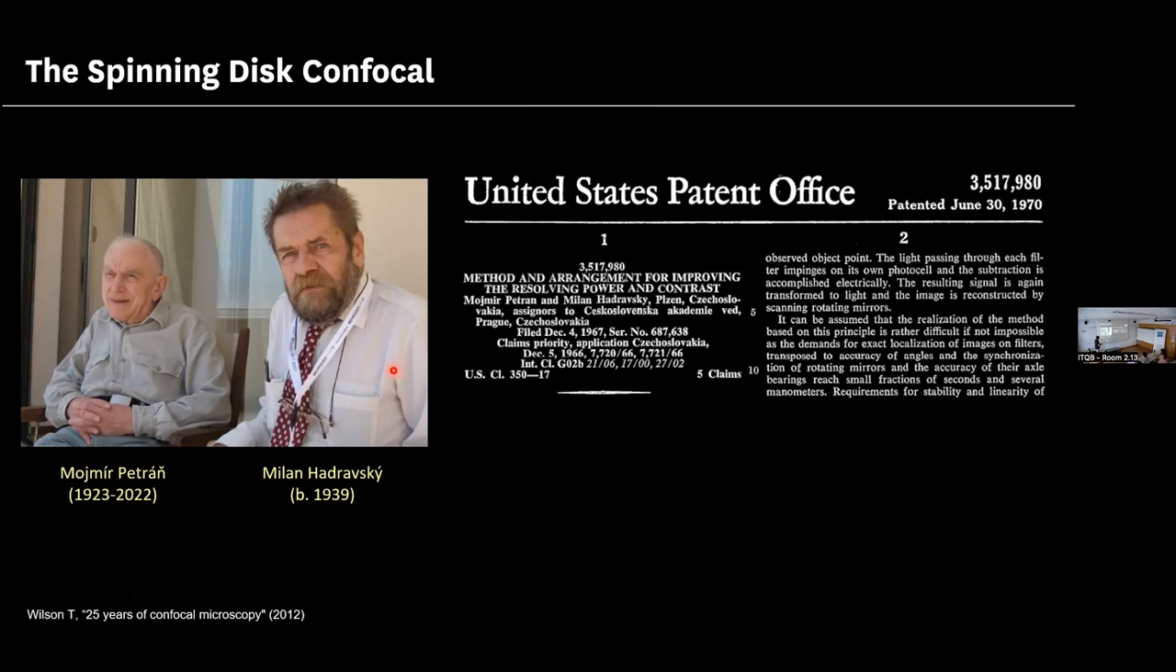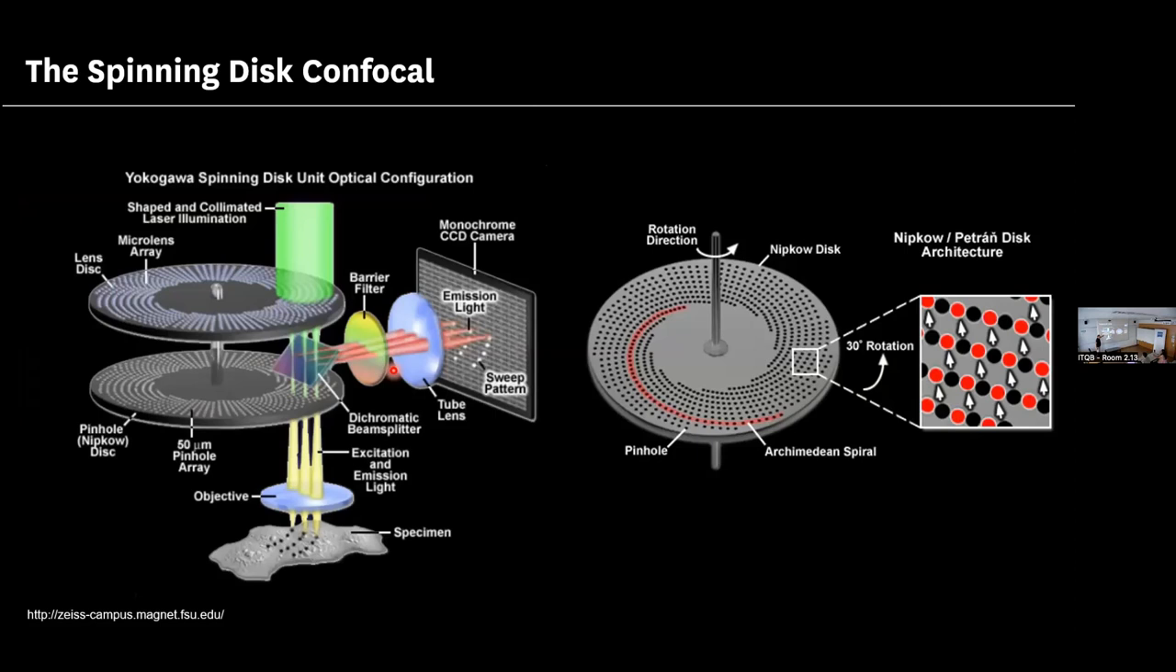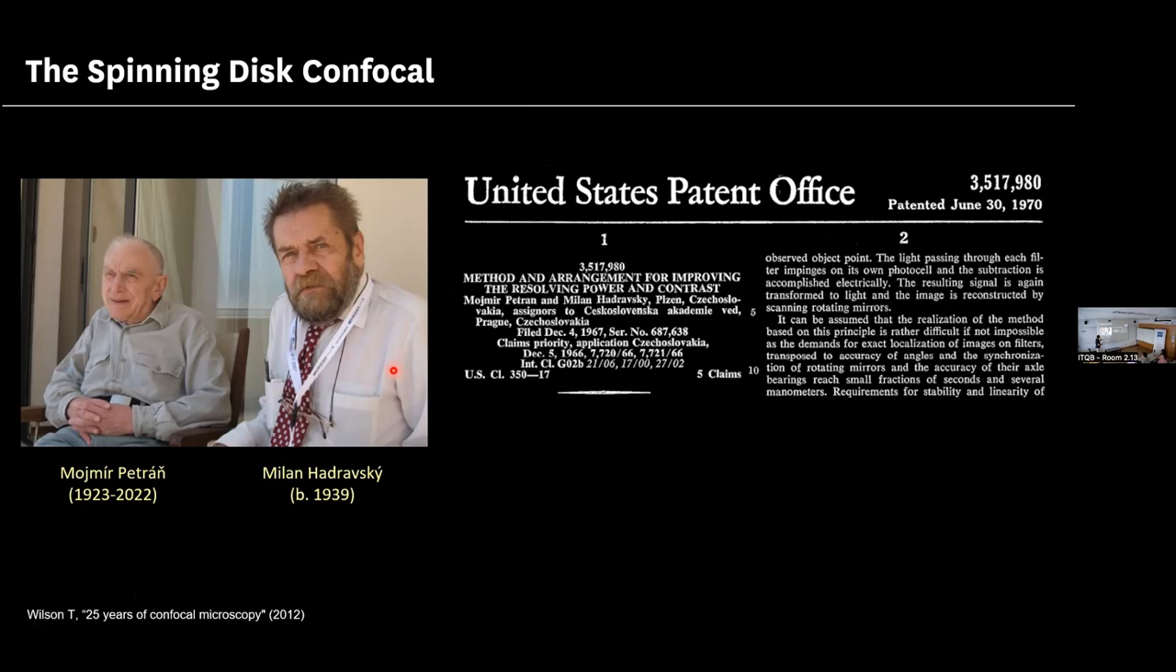Yokogawa is sometimes credited with inventing the spinning disc, but what they patented was the micro lens array. Spinning disc is the invention of Petráň and Hadravský. Petráň sadly passed away last year, 99 years old. His life story is amazing. He was a fighter also against Nazi occupation in Czechoslovakia.